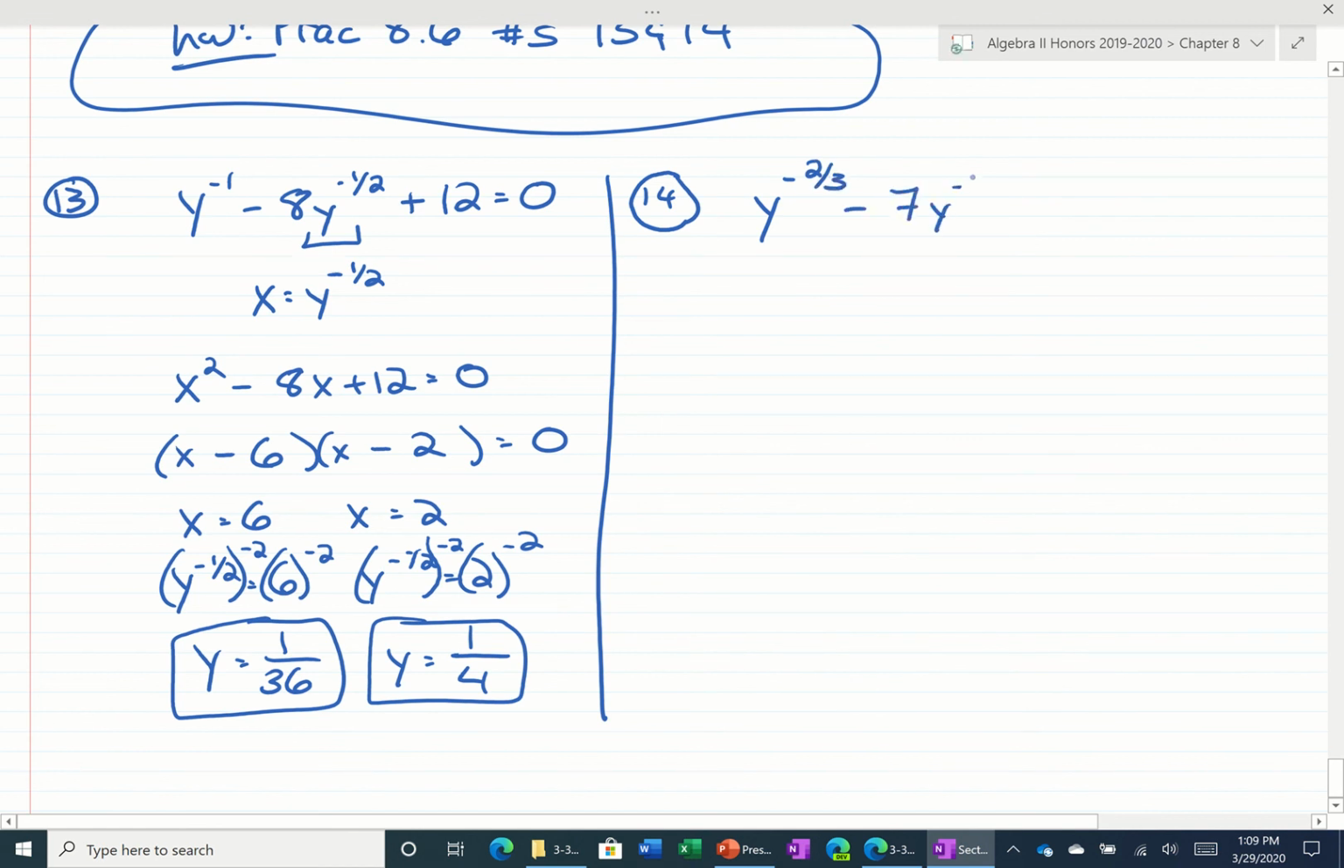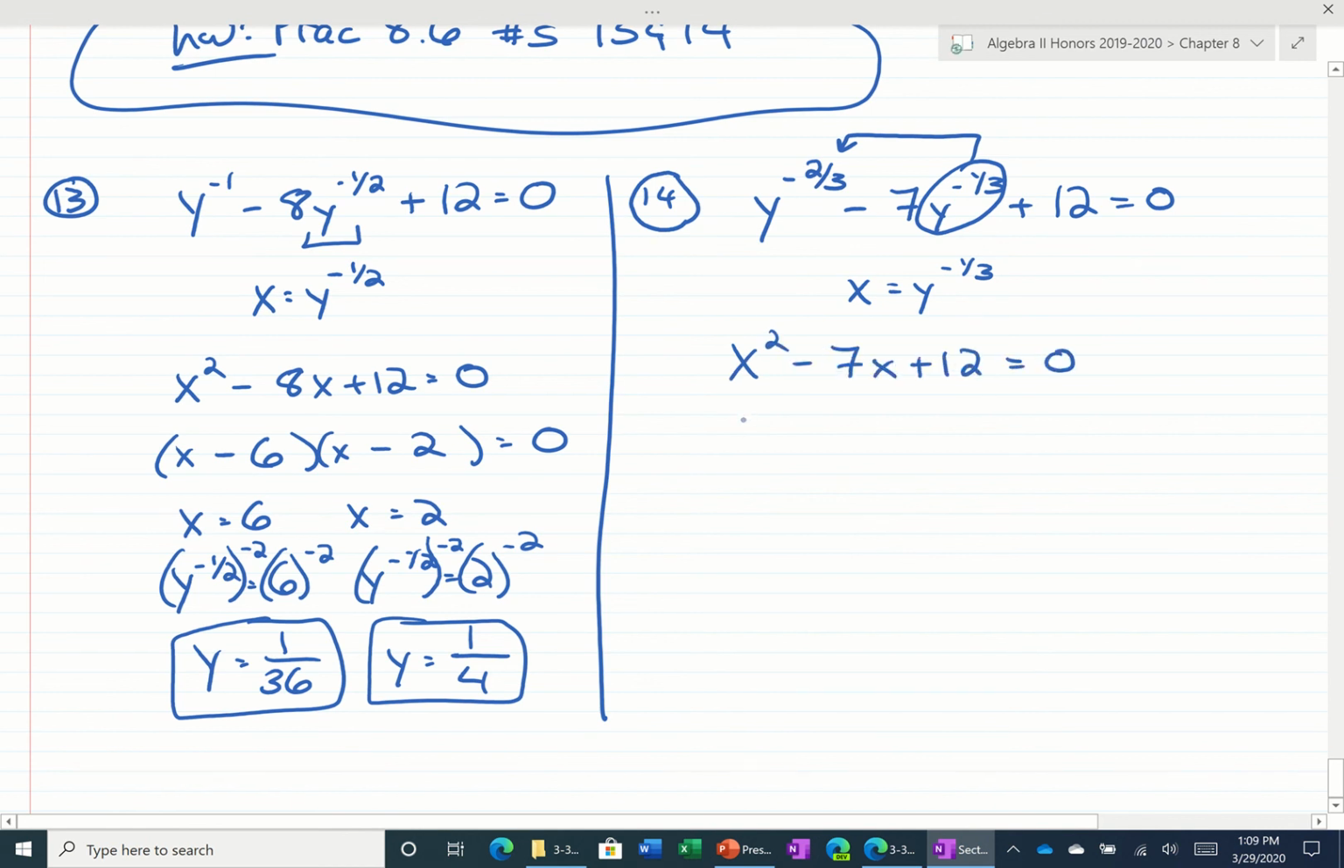Minus 7y to the negative 1/3 plus 12 is equal to 0. If we let this middle term be what we substitute, because we know this to the second power is negative 2/3. So I could say x to the second minus 7x plus 12 is equal to 0. This factors to be x minus 4 and then x minus 3. So x would be 4 and x would be 3.